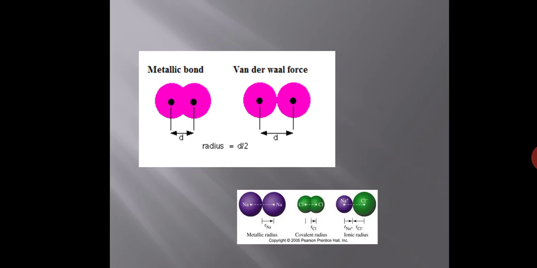Very clearly you can see the van der Waals radius. Can you see it there? They are in touch with one another. And below you can see the covalent radius. You can see chlorine, the covalent radius. They are overlapping upon one another.